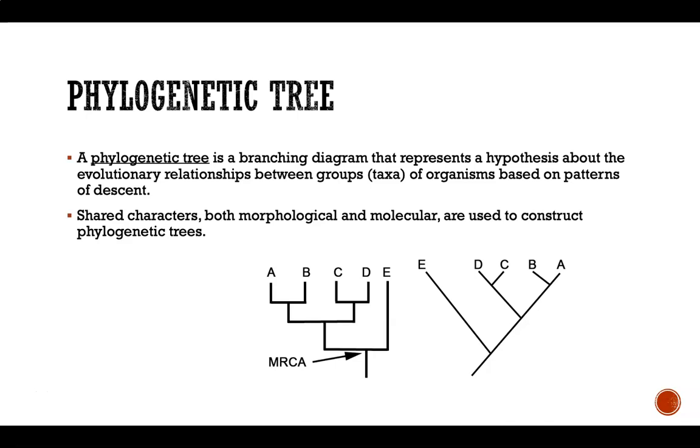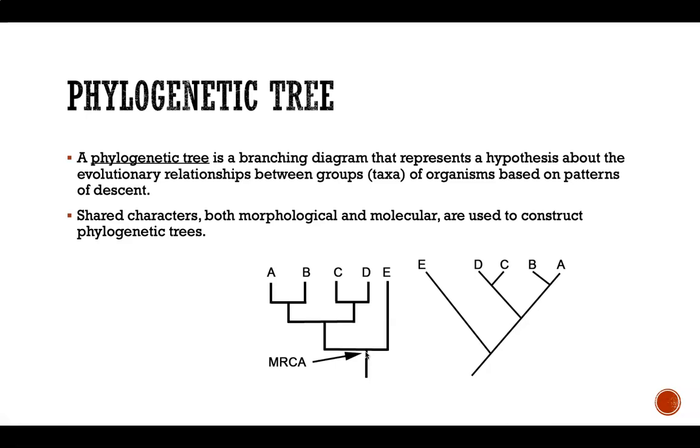Now these characteristics can either be morphological, so that means physical characteristics that you can observe about the organism, or it can be molecular, based on DNA evidence, DNA sequences, protein sequences. So down at the bottom there are two different ways that these are represented, and they basically mean the same thing. Any of these nodes indicate the most recent common ancestor. So this would mean that there was an organism here.